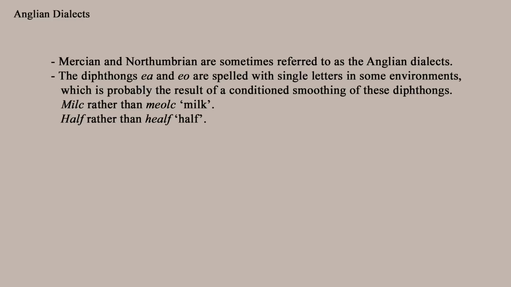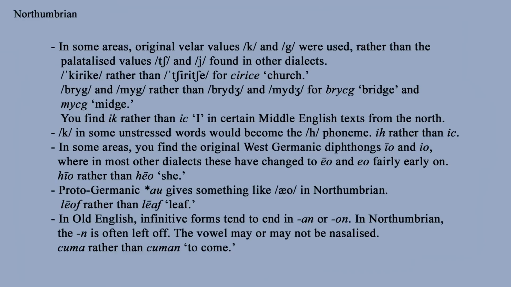So certain diphthongs, "ea" and "eo", become smoothed to monophthongs in certain phonological environments. So for instance, "meolc" becomes "milc". In some situations where you have "ea" in West Saxon, you just have "a" in Mercian and Northumbrian. So instead of "healf", you have "half". Now specifically to Northumbrian, I'll go into a bit of detail about each one.